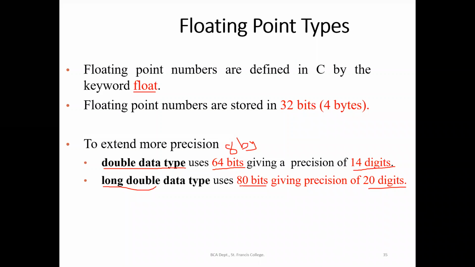In the previous data types, we were declaring int, short int, long int. Now in float, we allocate 4 bytes. Double means 8 bytes. Long double means 10 bytes. Is it clear? Write down in your notebook: float 4 bytes, double 8 bytes, long double 10 bytes. You know how to convert into bits, right? So in order to get more precision, instead of float you can use double and long double.